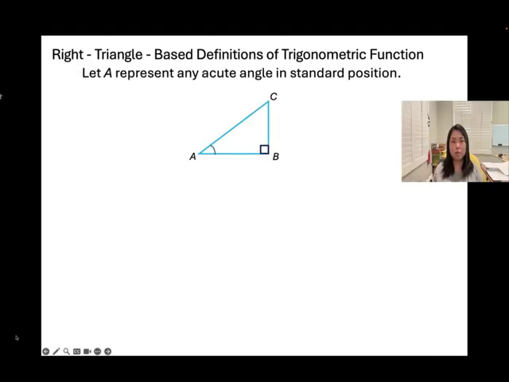Right triangle. Basic definitions of trigonometric functions. Let A represent any acute angle in standard position. Acute angle means less than 90 degrees, so we only consider the angle A here. The side BC opposite to the angle A, we call this side opposite. The side next to the angle A, we call adjacent. And the longest side in this triangle, which is opposite the 90 degree angle, we call the hypotenuse.